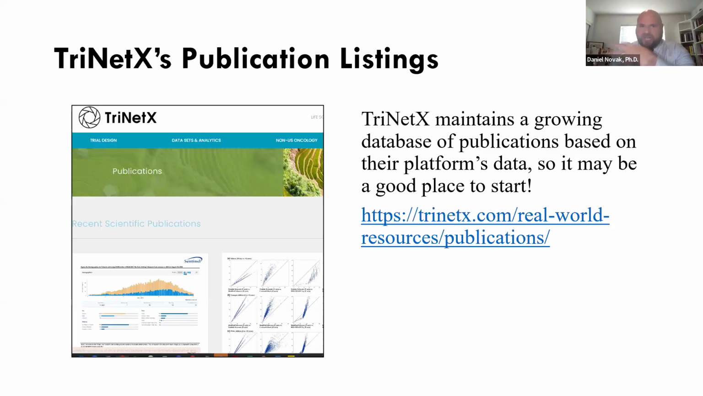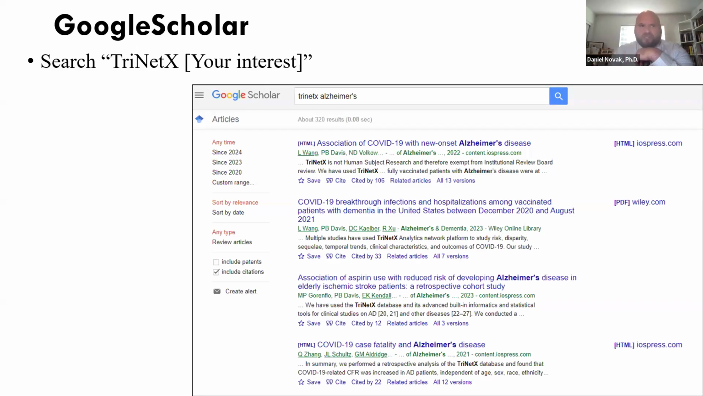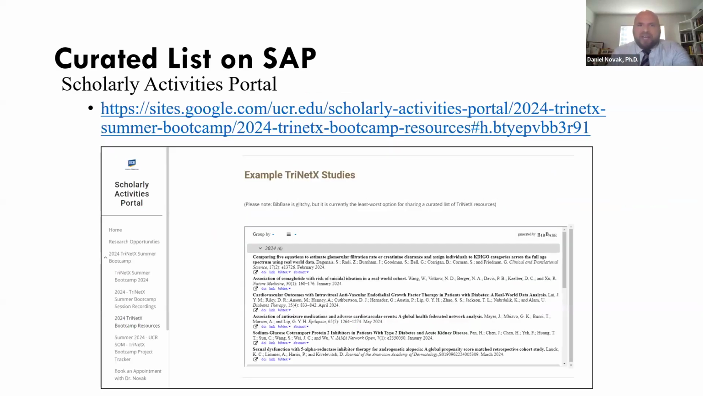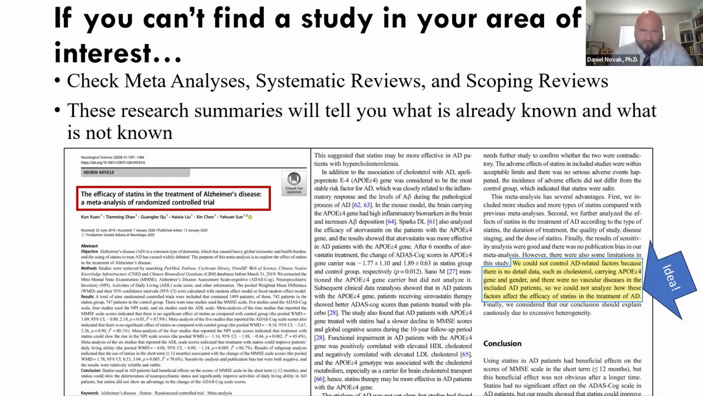Again, here's a publication. TriNetX has the publication listings. You can just search TriNetX and your research interest, and it'll give you an existing, comprehensive list of studies that have been done in that area. And on the Scholarly Activities portal, as I said earlier, there's a curated list of projects that I thought were pretty good methodologically and pretty sound and well designed. But returning back to our earlier meta-analysis on Alzheimer's, I did this exact process, the same as I would advocate that our students and everybody else do it.